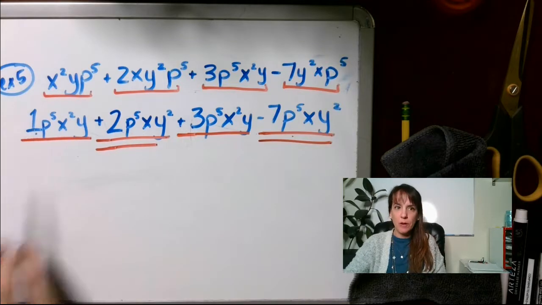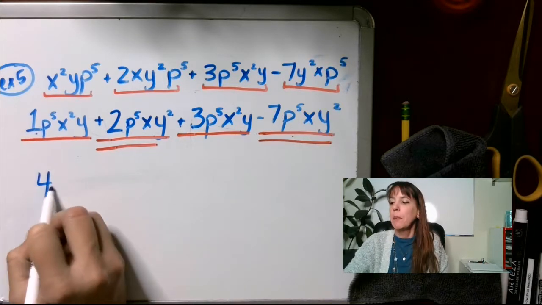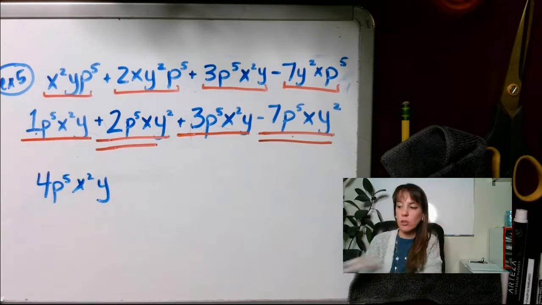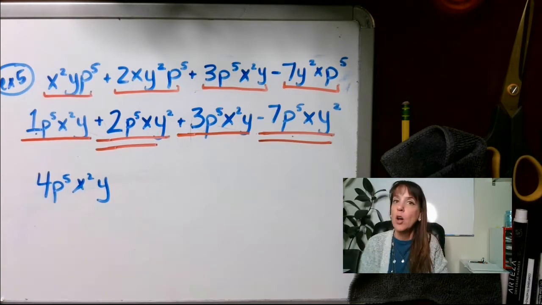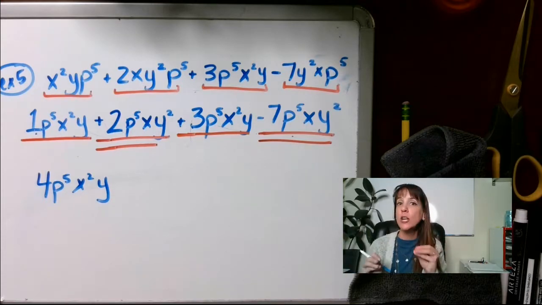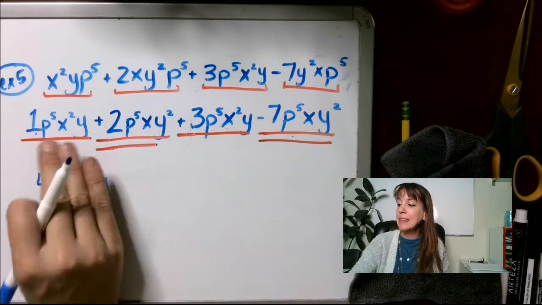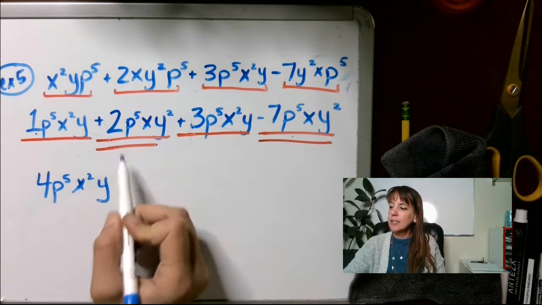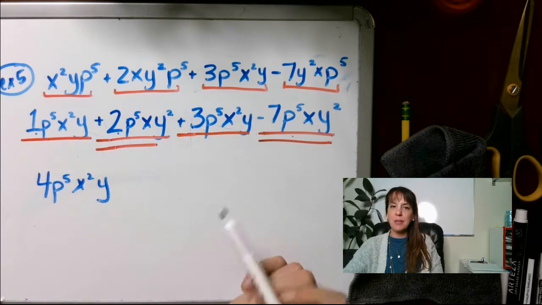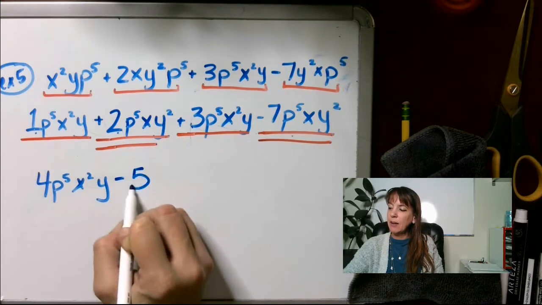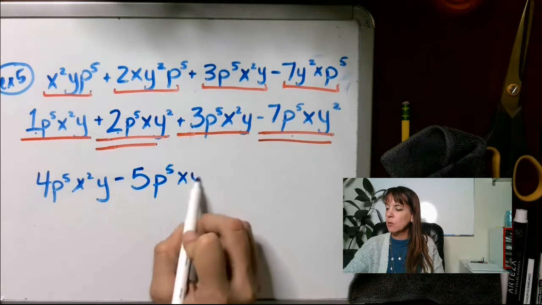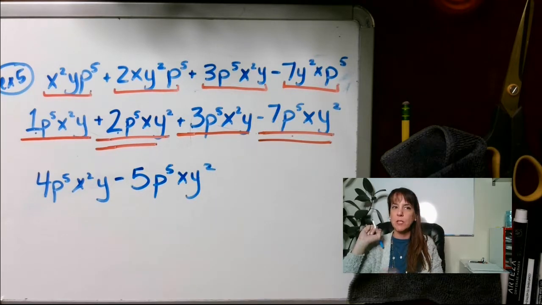All right, so we're going to start with this one and this one. Again, remember there's a 1 in front of here, so that's going to be 4 p^5 x squared y. Notice we're not touching our little tag that goes with our number. We only change them when we're multiplying, so we don't do anything with these. We just deal with the number that's in front. Looking at this one, we have 2 and -7. That's going to give us -5, and then the tag that attaches to those is p^5 x y^2. That would be as simplified as that is going to get.